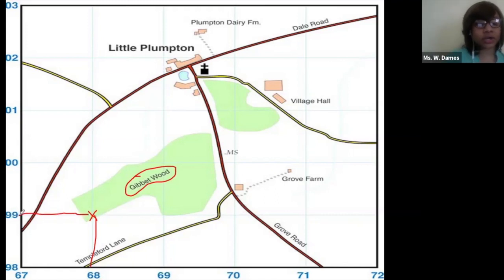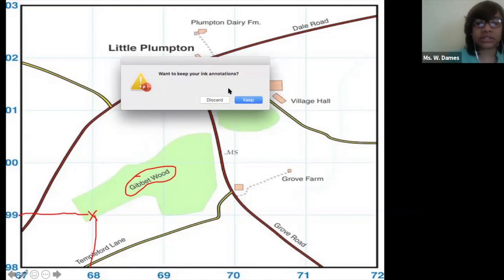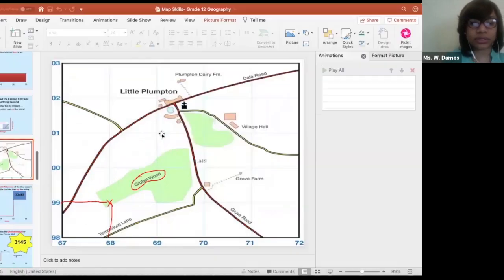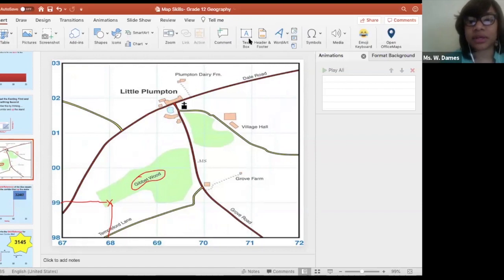Okay, bottom left-hand corner. I'm going to show you how to write this as well. We have our bottom left-hand corner, and we have our eastings. We know our eastings go first, so the eastings will be 68. Everyone see that? Next we identify the northings. The northings will be 99, no space. Sometimes persons put a comma, but that's not even needed. But 68, 99 would be the answer for Gibbet Wood.